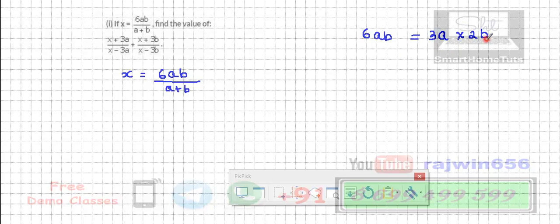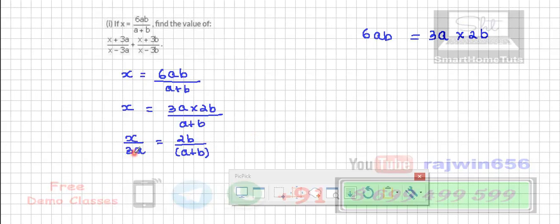Okay, this will be split as 3A into 2B upon A plus B, the denominator is remaining as it is. And then I'm going to bring this 3A down. So X upon 3A is equal to what is remaining here, 2B upon A plus B. Okay.